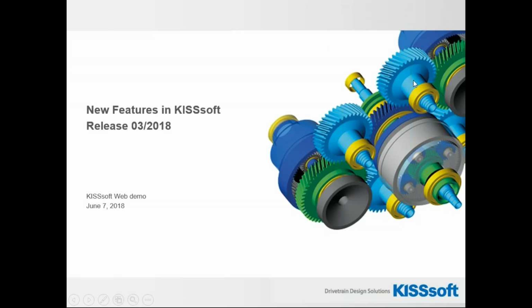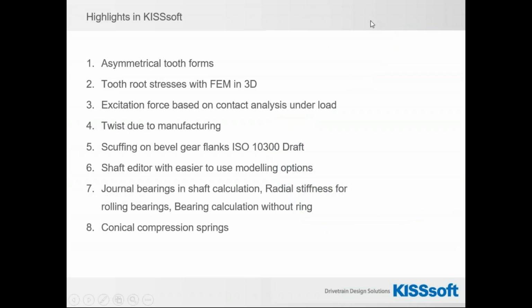My name is Ilja Tsikur, and we have quite a lot of new topics in the new release. I will cover the cylindrical gear part, so everything that's new for cylindrical gears. So basically up to 0.4, and then my colleague Mr. Langhart will continue with other topics like bevel gears, shaft and bearing calculations, but also some new things for conical compression springs. So let's go through what highlights we have in the new release.